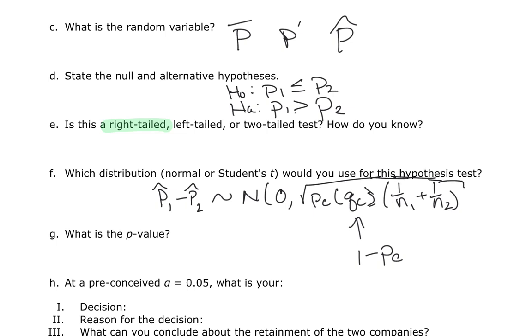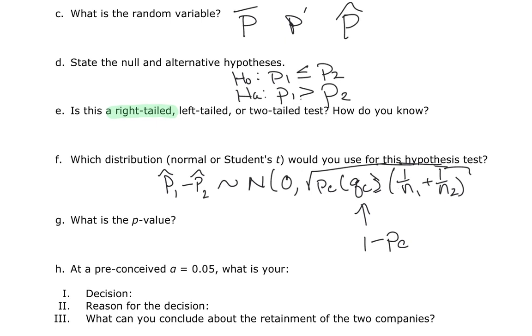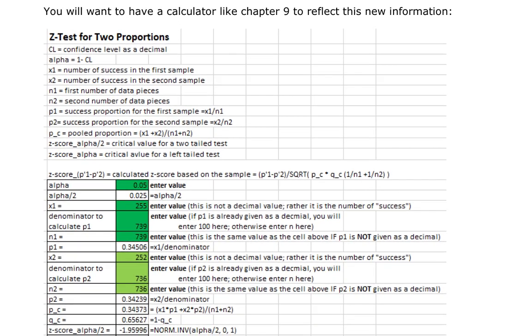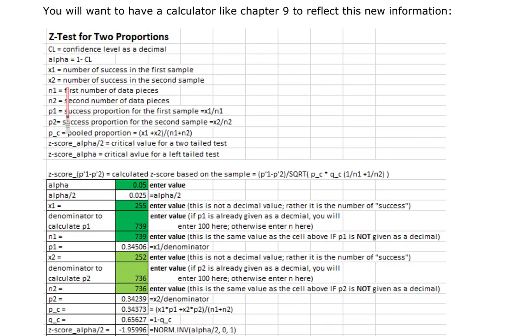Okay, so I am going to do a p-value, but let's talk about how I get there. I'm also going to talk about the critical value and the test statistic. I know it doesn't ask for it, but it's really nice to have that kind of information. So here's the calculator that you are going to build. I like to label everything.